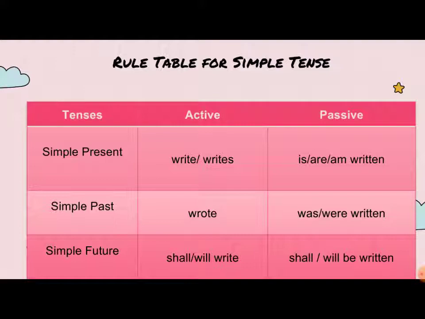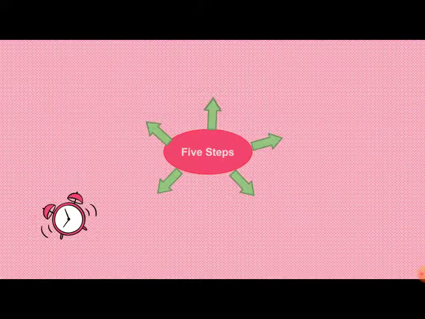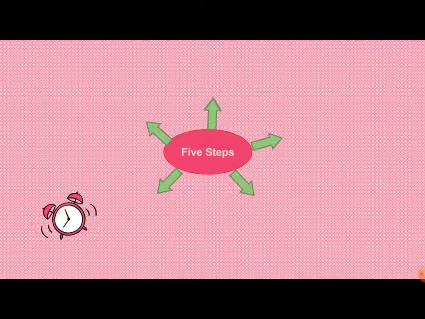Simple future, you will get the helping verb shall or will write. So you will change into shall or will be written. Okay, so write, the past participle form is written. So let's move on. You have to remember the basic 5 steps before changing your active voice into passive voice.